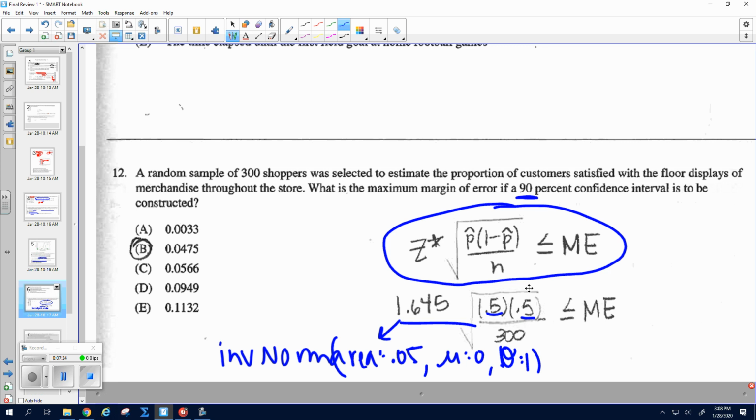So we're actually looking for the margin of error. A lot of times they're giving us the margin of error and we're solving for n, but this one we wanted the margin of error. So then we just plug this part into our calculator and we get B.